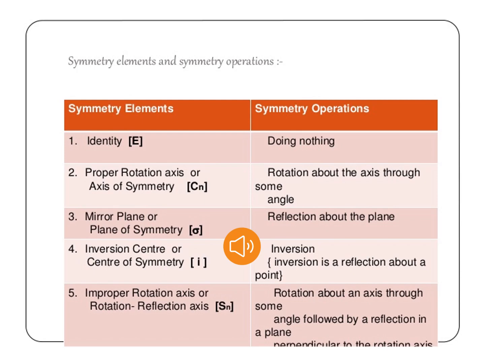The last one is the improper rotation axis or rotation-reflection axis, denoted by Sn, and it is actually rotation about an axis through some angle followed by reflection in a plane perpendicular to the rotation axis. We know that the improper rotation operation is a rotation followed by a reflection. And these are the five types of symmetry elements and their operations.